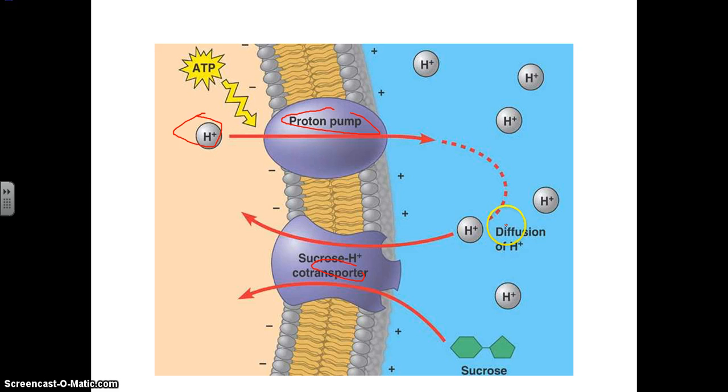So once again, I'll just say it one more time. The hydrogen ions are high outside here because of the proton pump pumping them out, and they want to rush back in. The energy of them rushing back in, going from high to low, is used to transport sucrose, which is a sugar, against its concentration gradient into the cell. So essentially, we're using the energy of a concentration gradient, the energy of this rushing back in, to power something. In this case, it's sucrose against its concentration gradient.